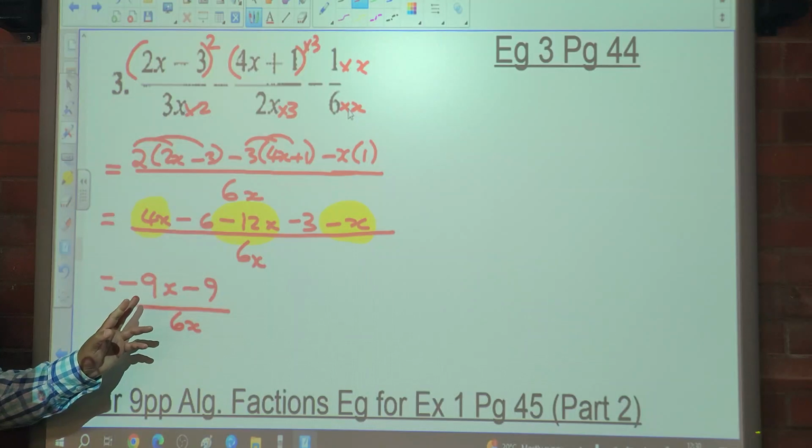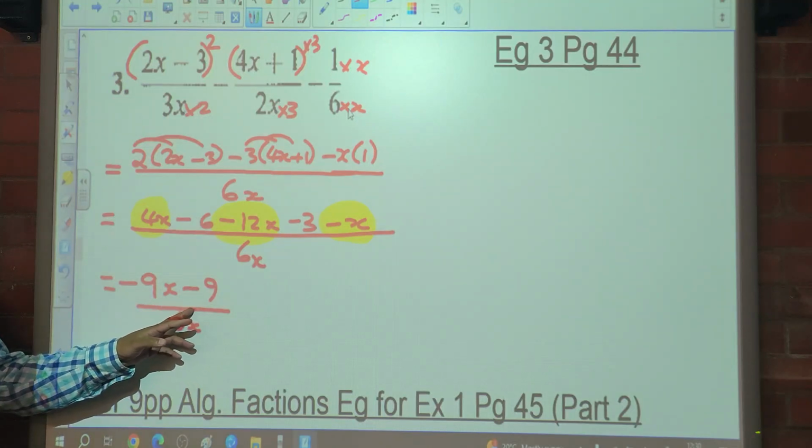What's minus 6 minus 3? So hang on. Common factor of what? Negative 9. You all agree with that?